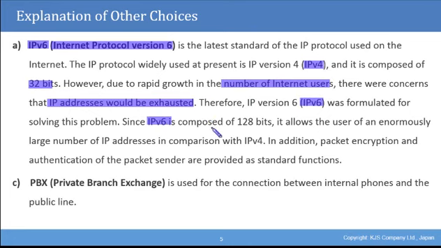Since IPv6 is composed of 128 bits, it allows for an enormously large number of IP addresses in comparison with IPv4. In addition, packets encryption and authentication of the packet sender are also provided as standard functions. In C, PBX, or Private Branch Exchange, is used for the connection between internal phones and the public line.